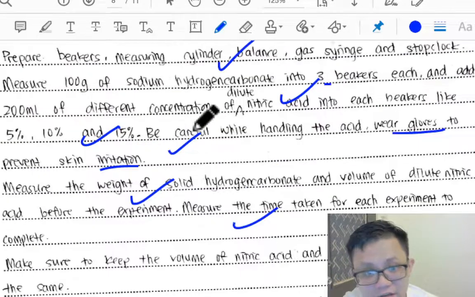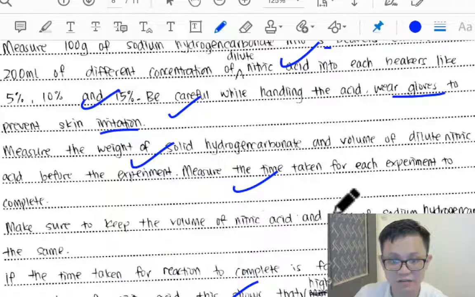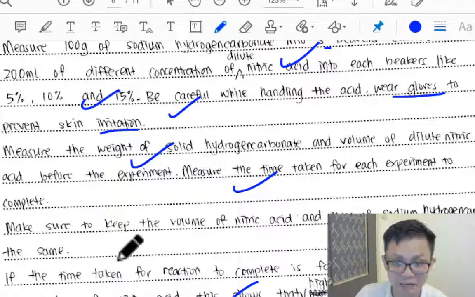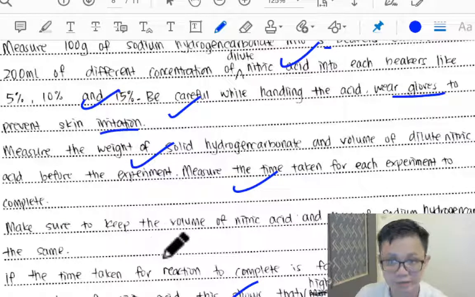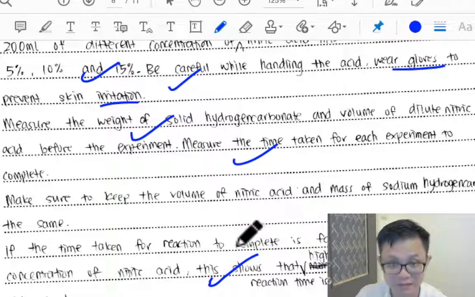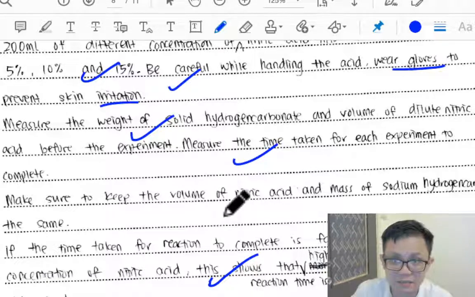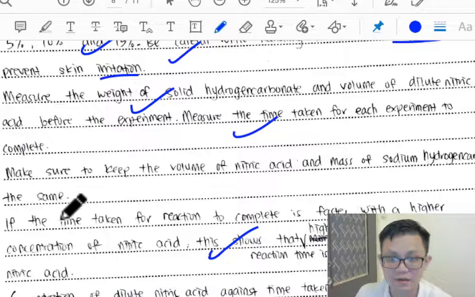Okay, irritation. Where was I? Wear the glove. Measure the weight, hydrocarbon, and so on. Measure the time, very good. You get 1 point for this. Make sure to keep the volume constant. This one I didn't give a mark because I think it's already repeated from above. It also depends on the marking scheme, but I won't minus marks. Even if you say this, it doesn't mean you wrote wrong and need to lose marks. No. It's the time taken for the reaction.